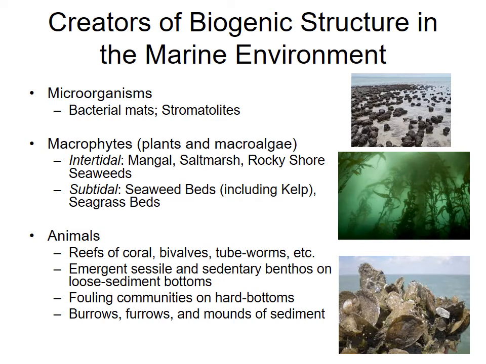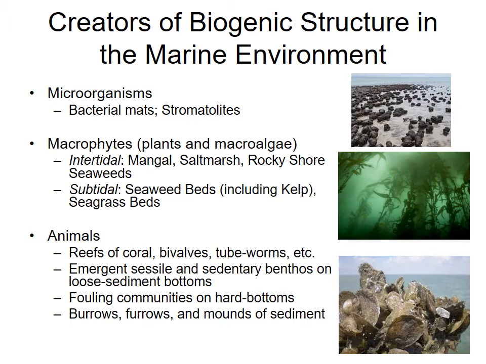So in the marine environment there are many different kinds of organisms that create biogenic structure from many different phyla of life, even different kingdoms of life, even different domains of life. So in the domain bacteria, there are microorganisms that create bacterial mats that are very simple prokaryotic organisms, but en masse they can create these biogenic structures, even hard biogenic structures like stromatolites, which will be discussed in the reef lecture.